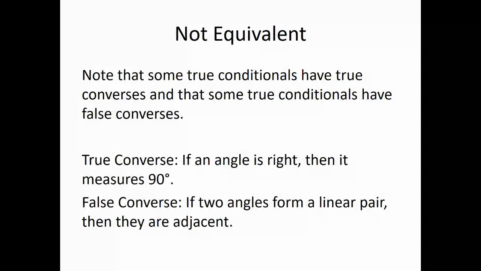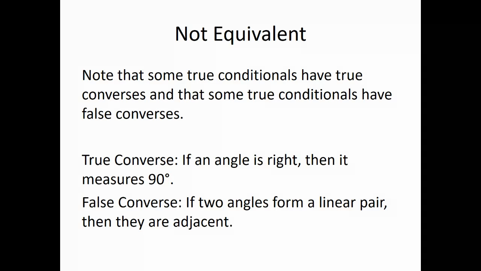I have an important point that I simply must make about converses. It's a point that I will make again throughout the class. This is a common mistake that students make. Note that some true conditionals have true converses, and also, and this is perhaps more important, that some true conditionals have false converses. So I've got an example of each.